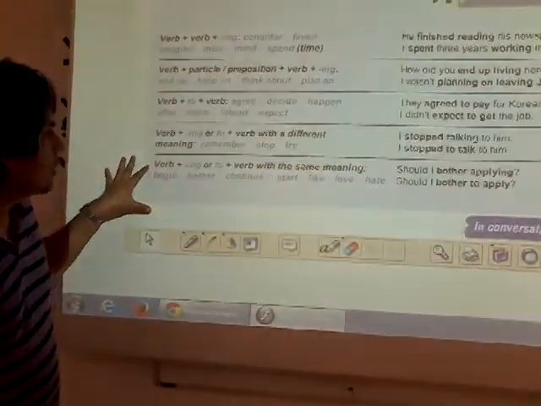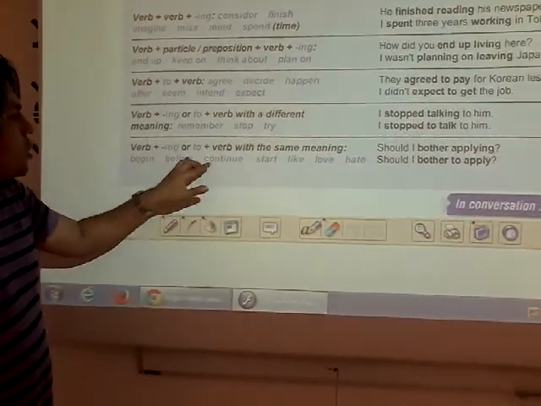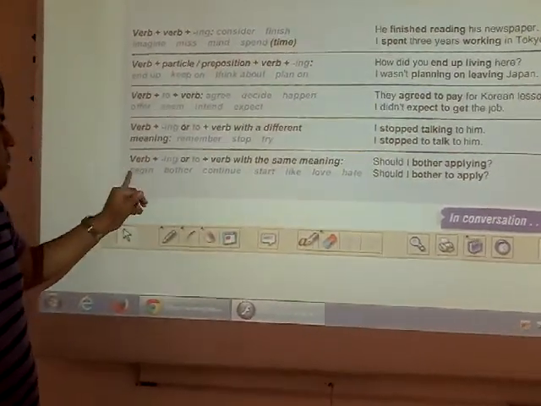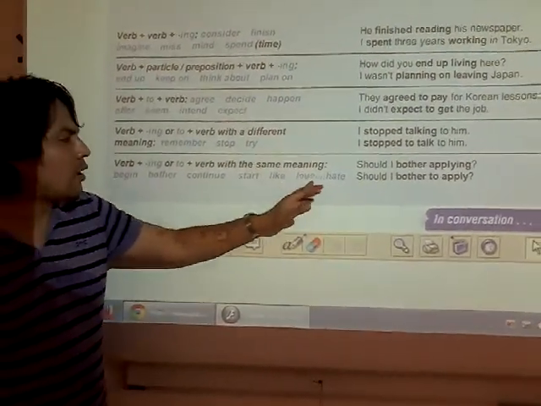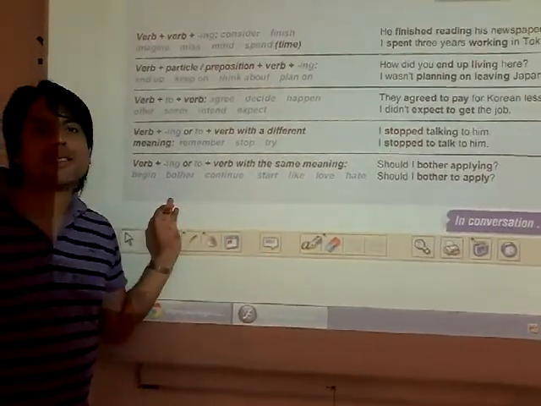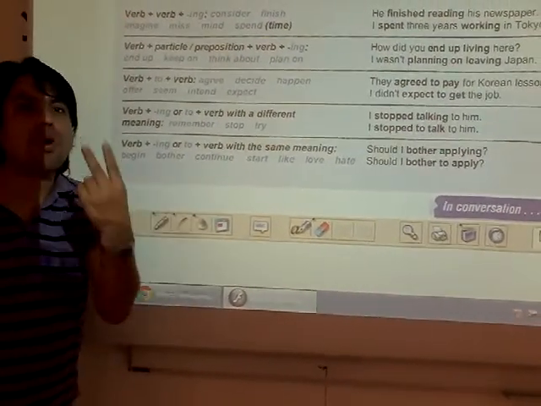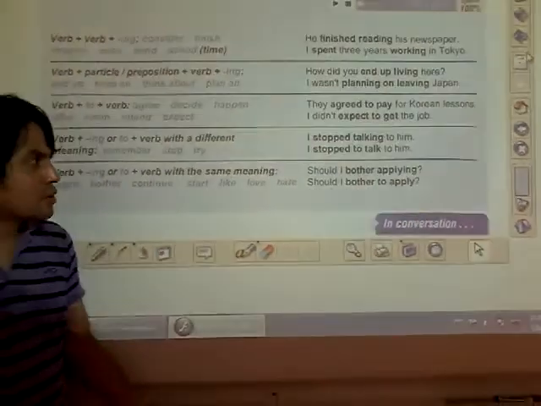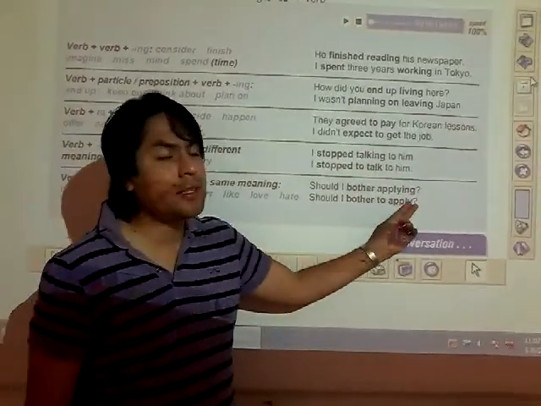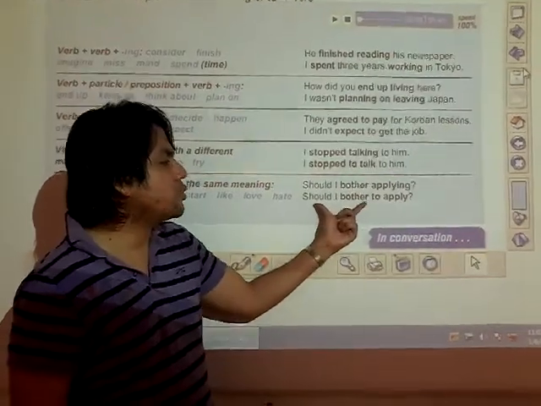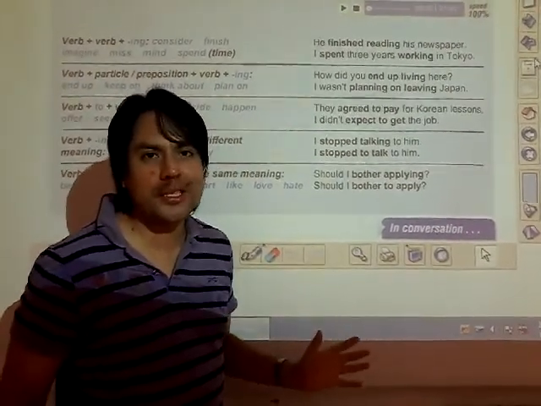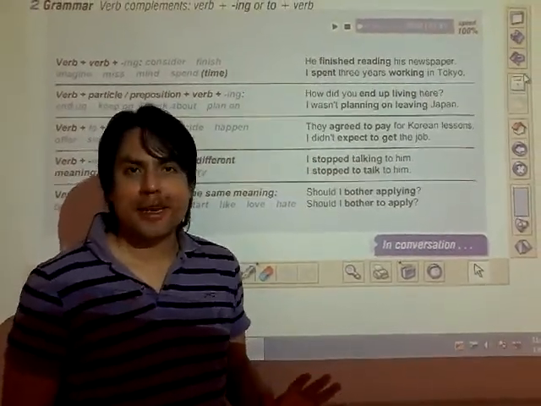Let's see this one. Verb plus ing or to plus verb with the same meaning. So verbs like this, begin, bother, continue, start, like, love, hate, these are pretty easy. Because in this case I can use both. And the meaning is the same. So I can say, should I bother applying? Or should I bother to apply? In this case the meaning is the same. So both are correct, and both have the same meaning.